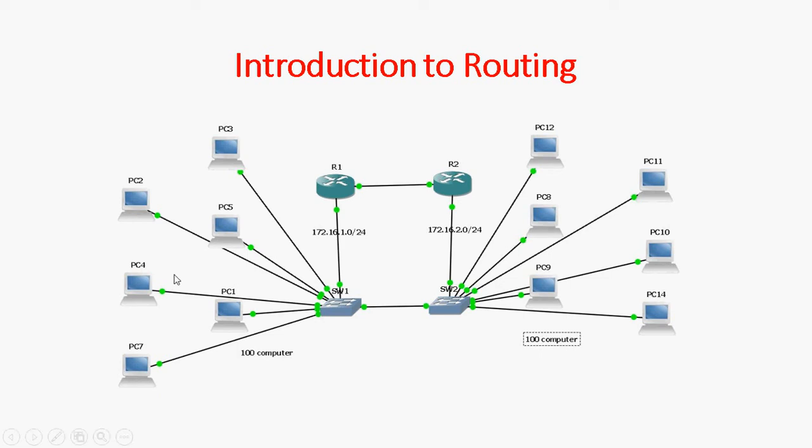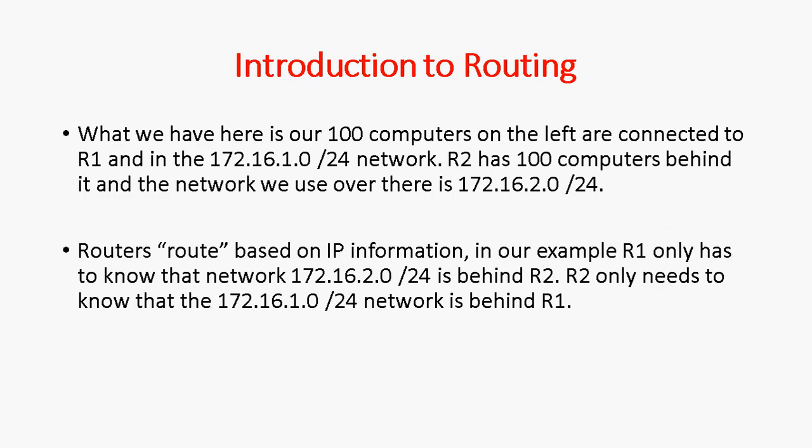So in the R1 router, in this LAN segment I'm using 100 PCs, and in R2's LAN segment I'm using 100 PCs. So totally 200 computers. Here we can see our 100 computers on the left are connected to R1. So the network is 172.16.1.0/24, and R2 has 100 computers behind it, and the network we use over there is 172.16.2.0/24. Okay, now routers route based on IP information.